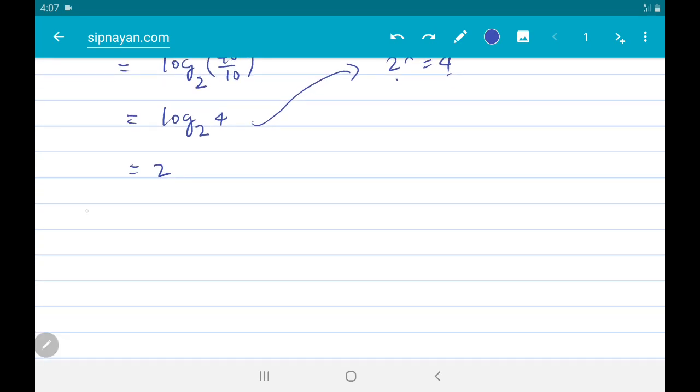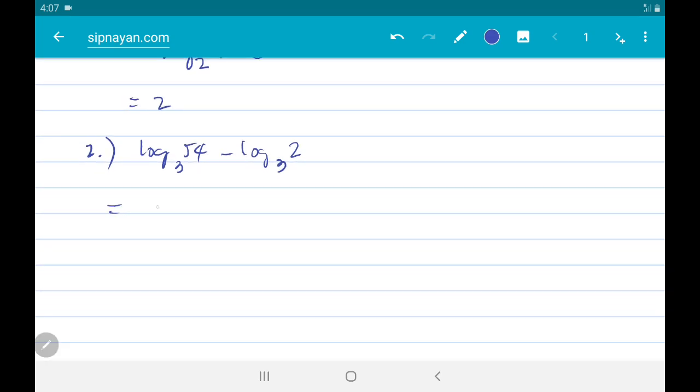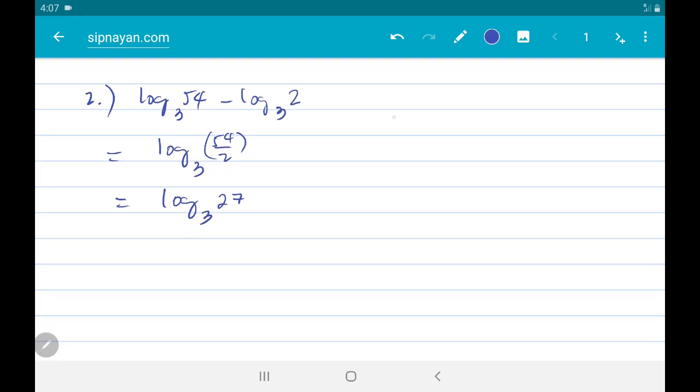Number 2, we have logarithm of 54 to the base 3 minus logarithm of 2 to the base 3. So this is a quotient logarithm, pareho ng base. 54 over 2 to the base 3, which is equal to logarithm of 54 divided by 2, 27, to the base 3. Saang exponent mo i-erase yung 3 para maging 27? 3. The answer is equal to 3.